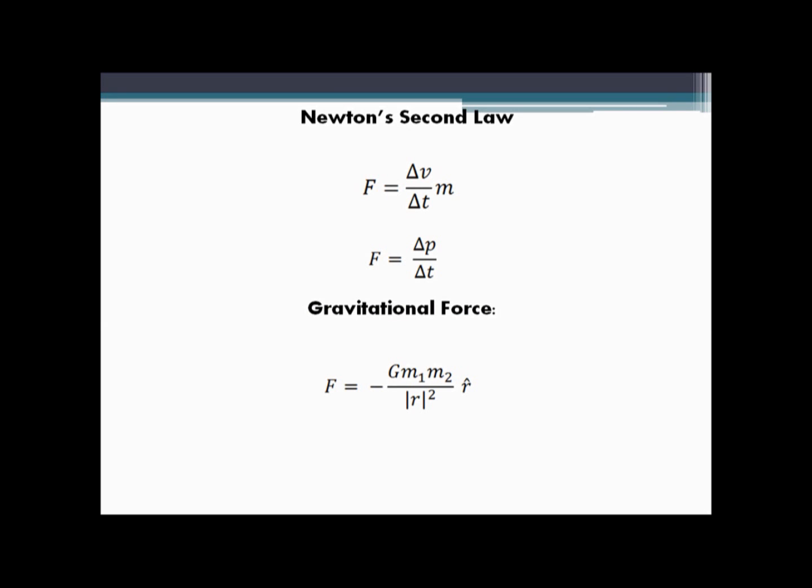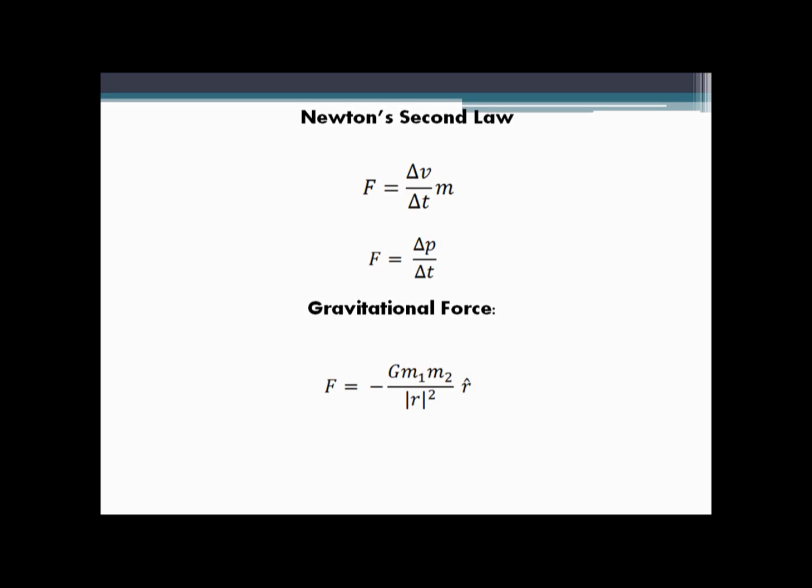The two models that are relevant to this lab are the gravitational force equation and Newton's second law. Newton's second law is the change in velocity divided by the change in time multiplied by the mass. This equation can then be rearranged as the change in momentum divided by the change in time. This equation calculates the net force of a system. And the other equation that is important to this lab is the gravitational force equation. This equation allows us to calculate the mass of the black hole.